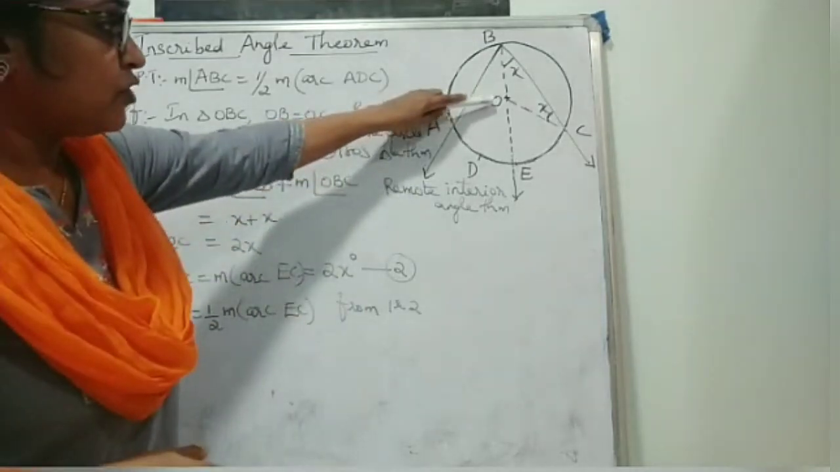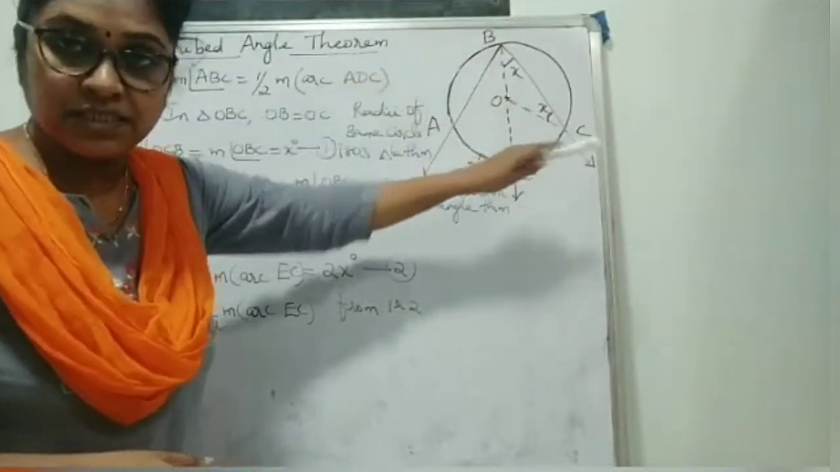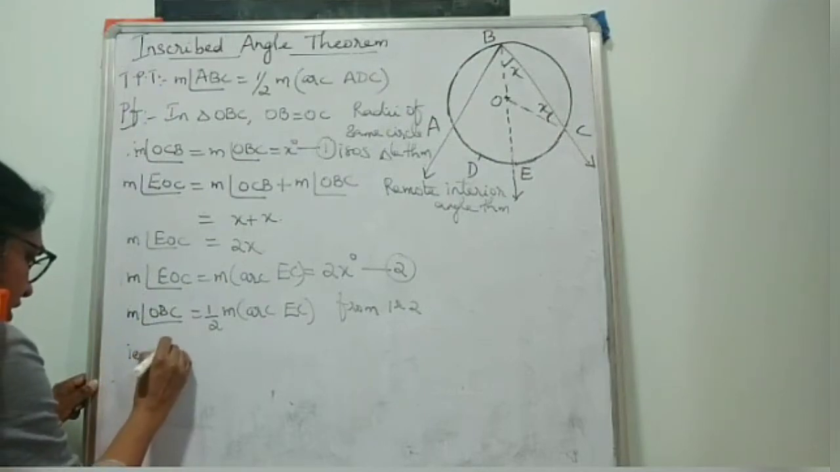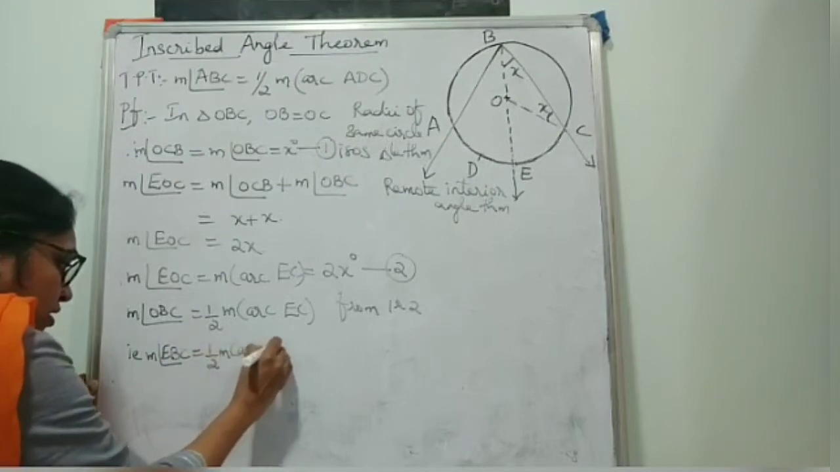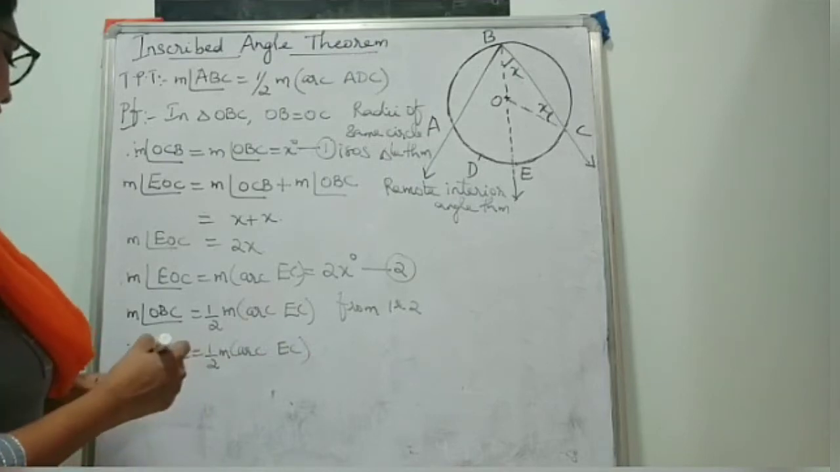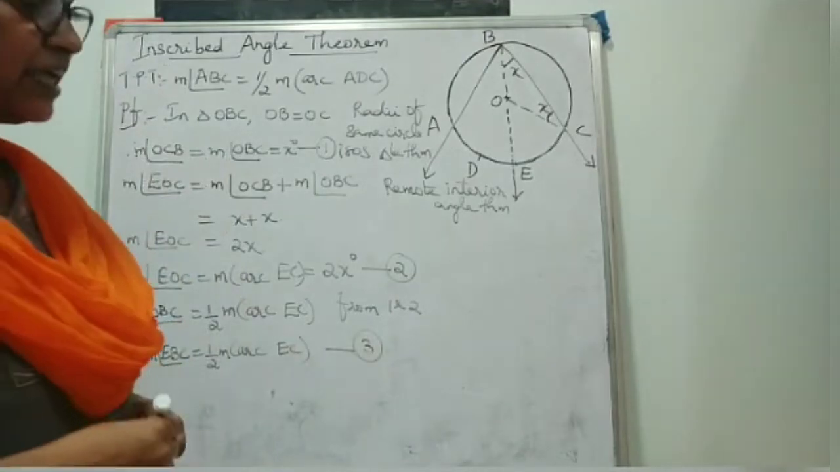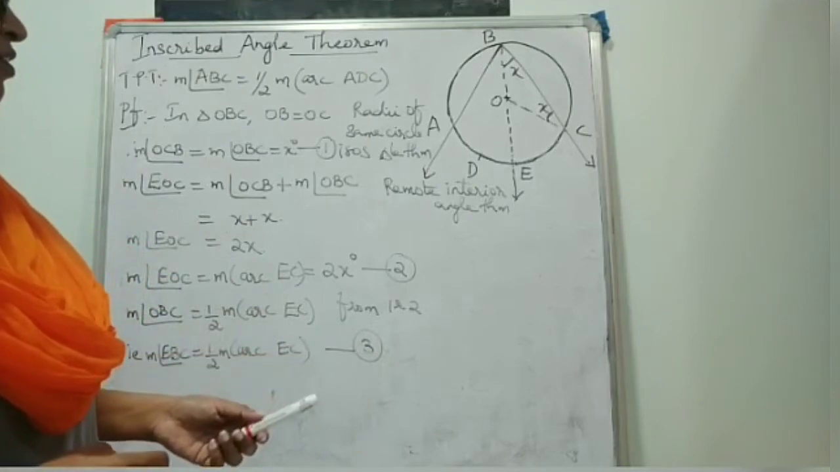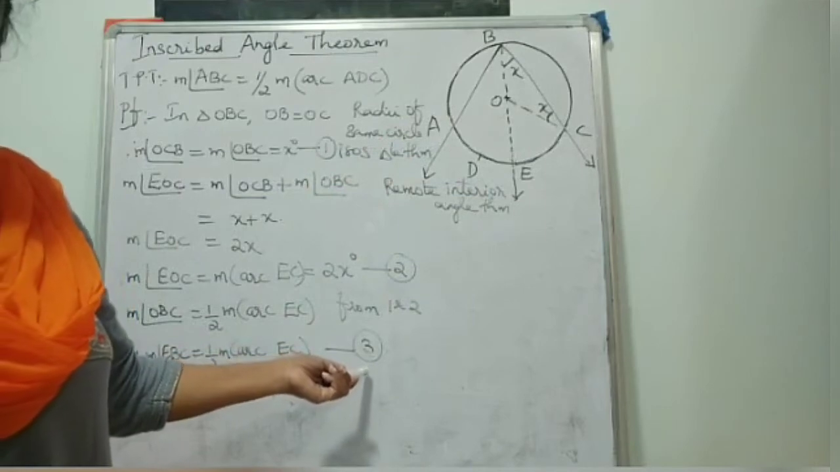Now if you look at the figure, angle OBC can also be written as angle EBC. So I am just changing the name of this angle. I am writing it as angle EBC is equal to half the measure of arc EC, and marking this as equation number 3. So this is the result when we use the remote interior angle theorem in the given figure. So we get a new equation, equation number 3.